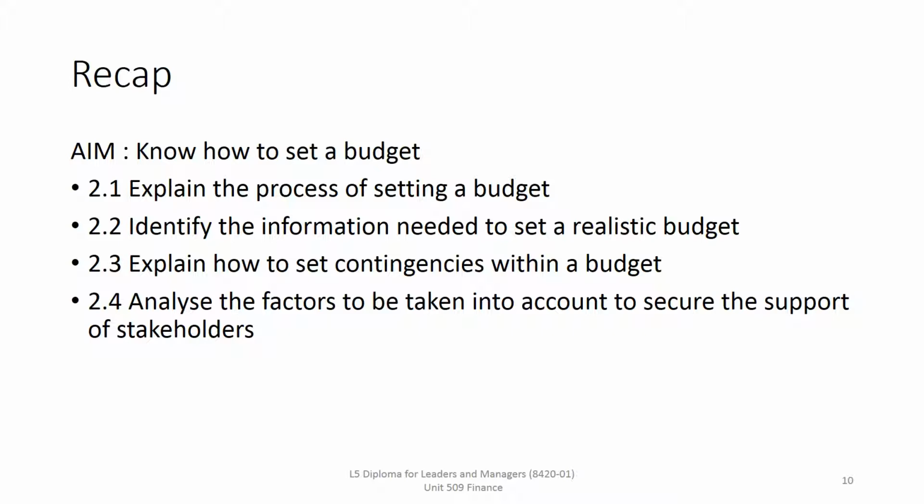It said we would identify the information needed to set a realistic budget, and we identified what makes a realistic budget and how we ensure it is. And then we talked about explaining how to set contingency within a budget, and we looked at contingency, and then we've just looked at the factors to be taken into account when you want to secure the support of stakeholders, and we've just talked about how you could use stakeholder analysis and the process you would go through. So I think we've covered those areas, so let's have a look at the activity.